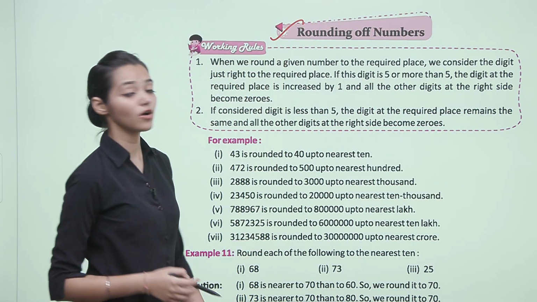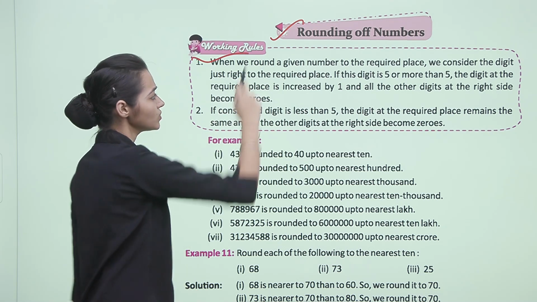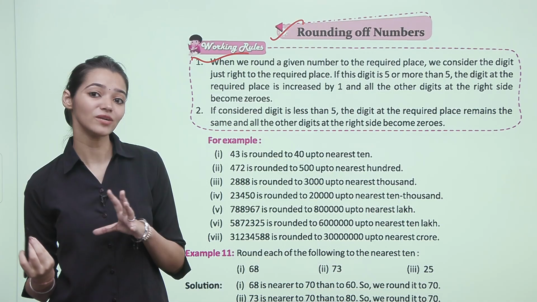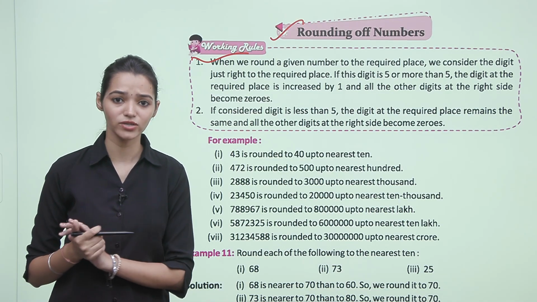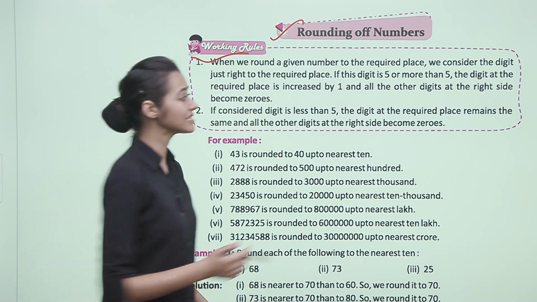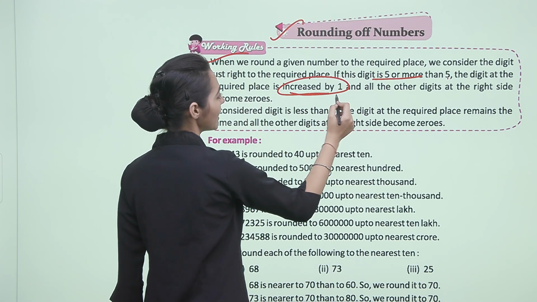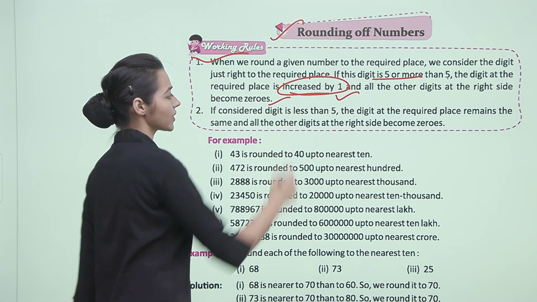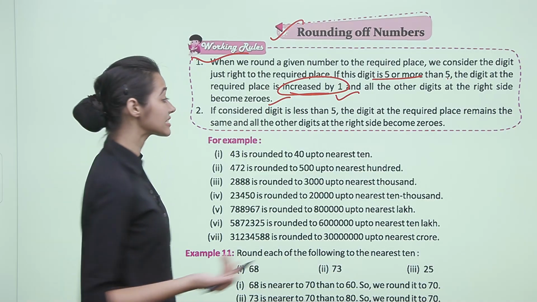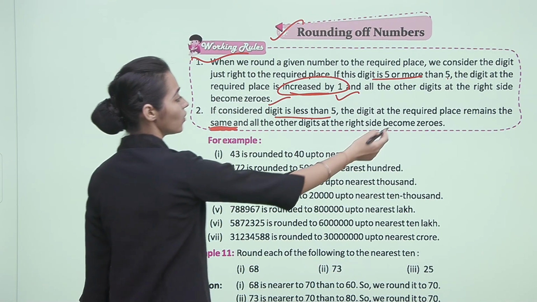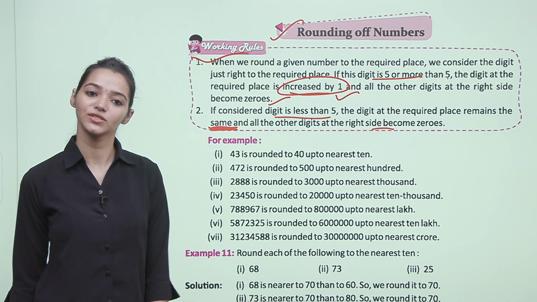Now let's start with rounding off numbers. Let's look at the working rules. What are the rules that we have to learn? When we round off a given number to a required place, we consider the digit just right to the required place. If the digit is 5 or more than 5, then the digit at the required place is increased by 1 and all the other digits become zeros. If the digit is less than 5, then the digit at the required place remains the same and all the digits on the right side become 0.